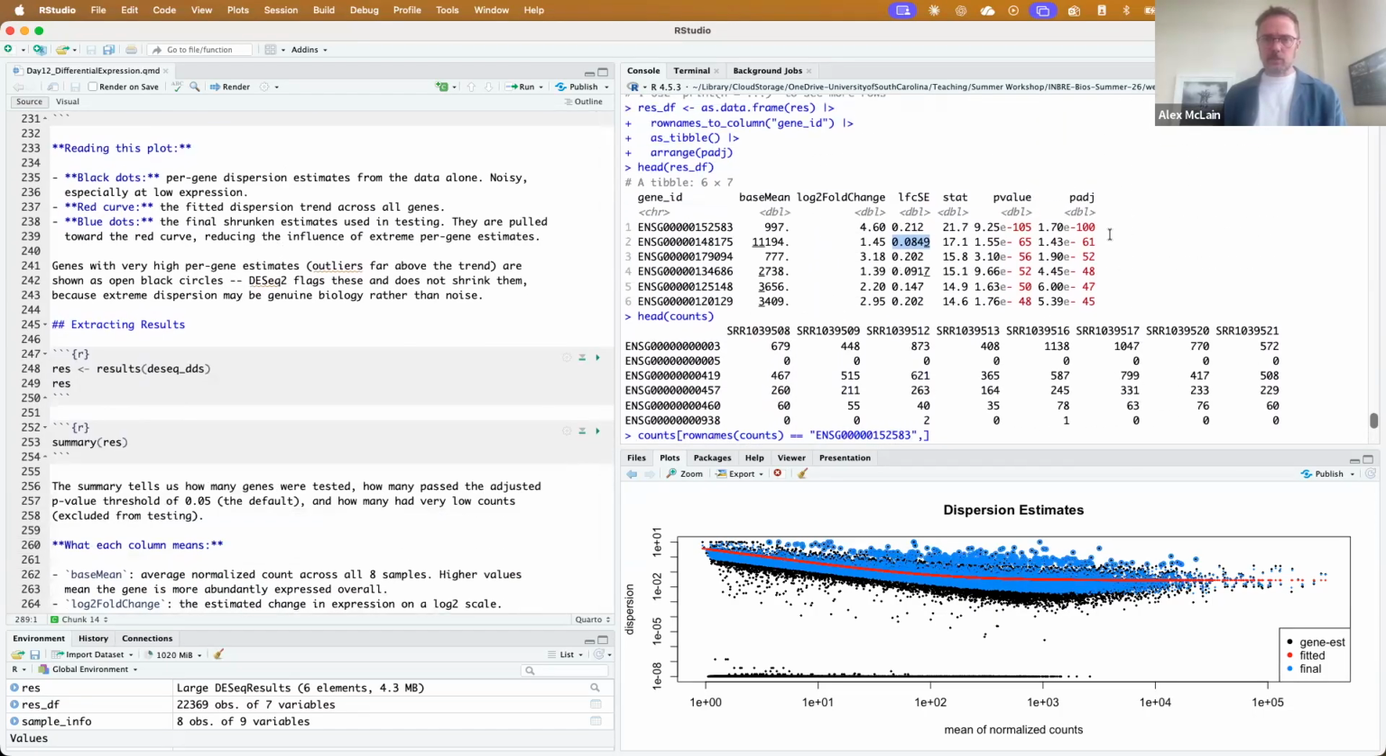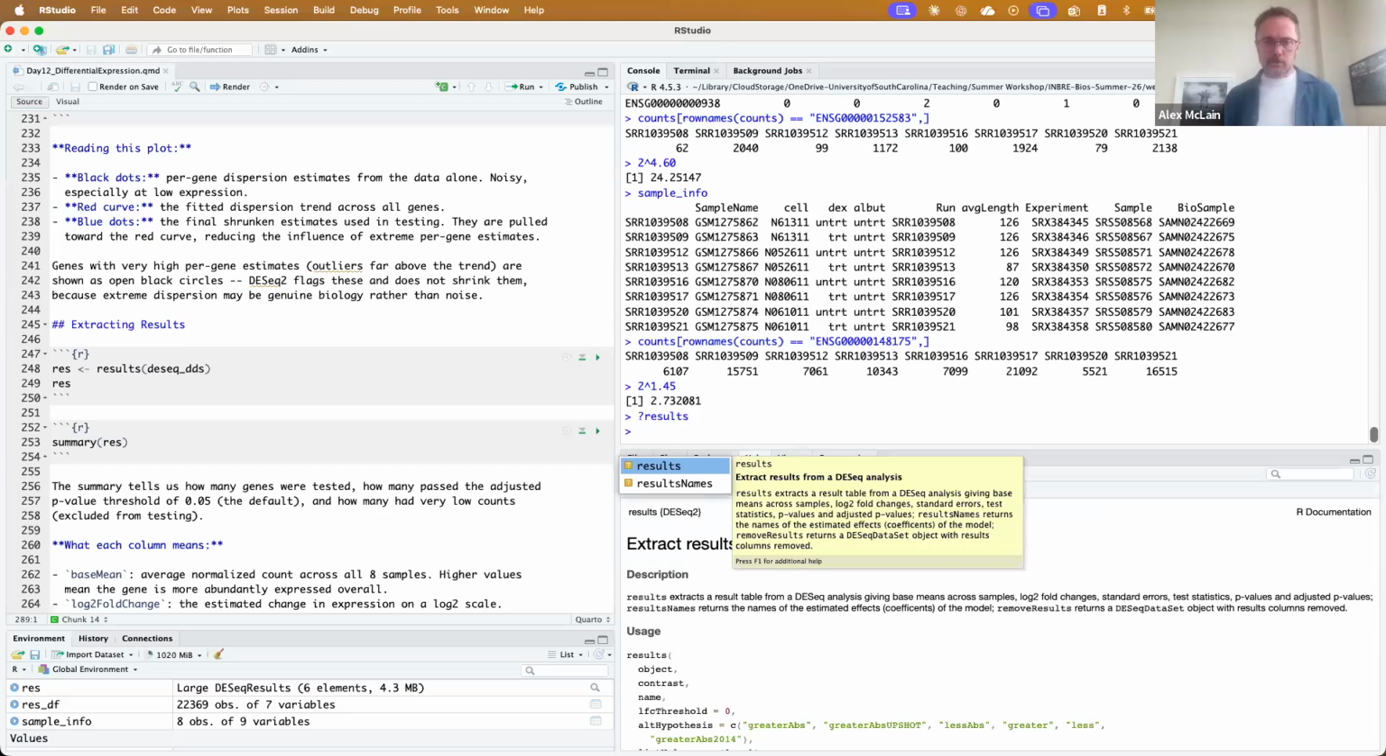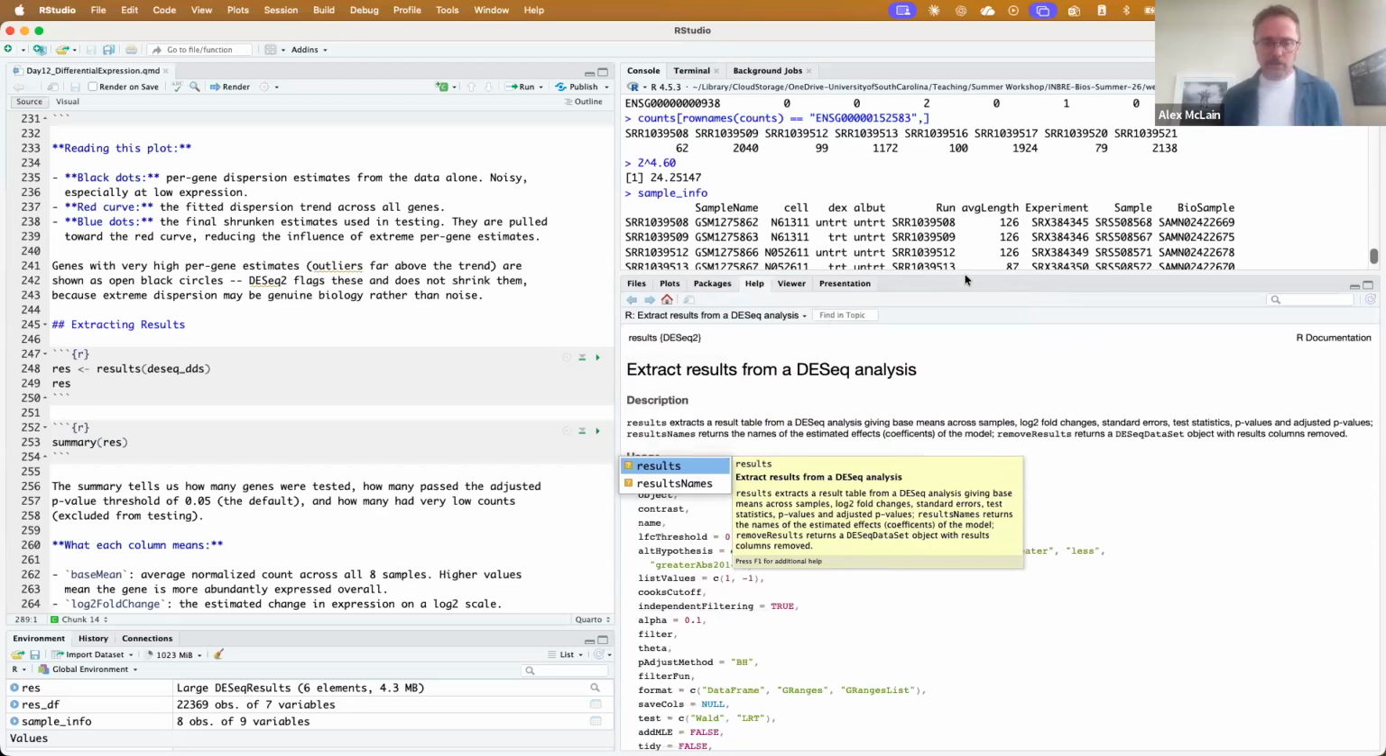Yeah, I wish it gave us the dispersion parameter estimates as part of this results part. I'm not sure if we can. I can look at the help for results to see.